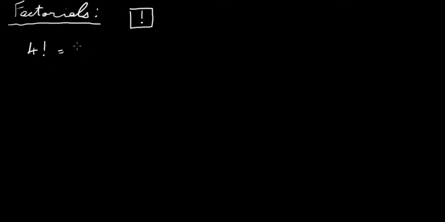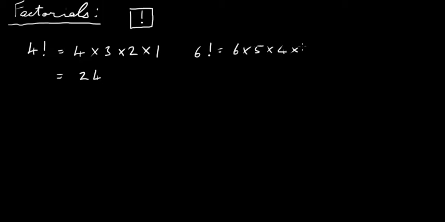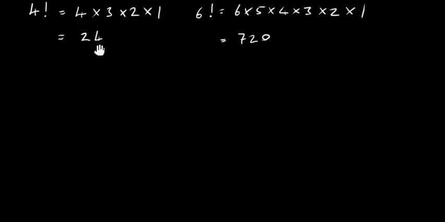Well, 4 factorial is really just 4 times 3 times 2 times 1. So you just take the number and multiply each number less than it down as far as 1. So if you do that, you get 3 4s 12, 2 12s 24. So similarly, 6 factorial is just 6 times 5 times 4 times 3 times 2 times 1. So that's 720.